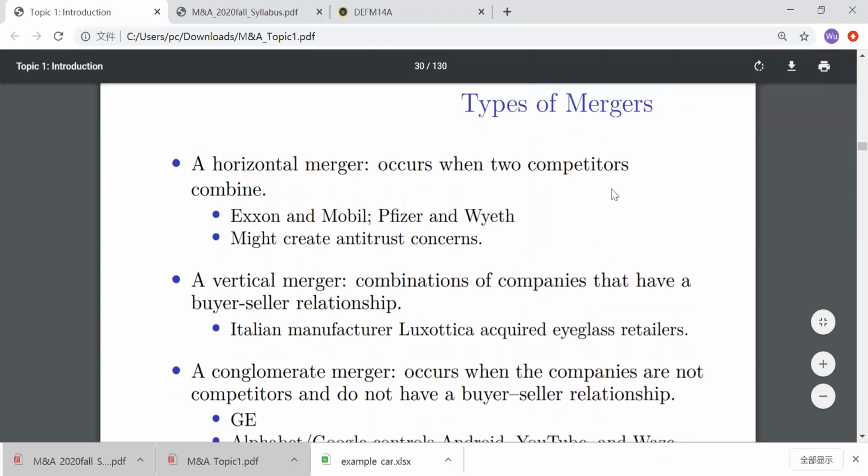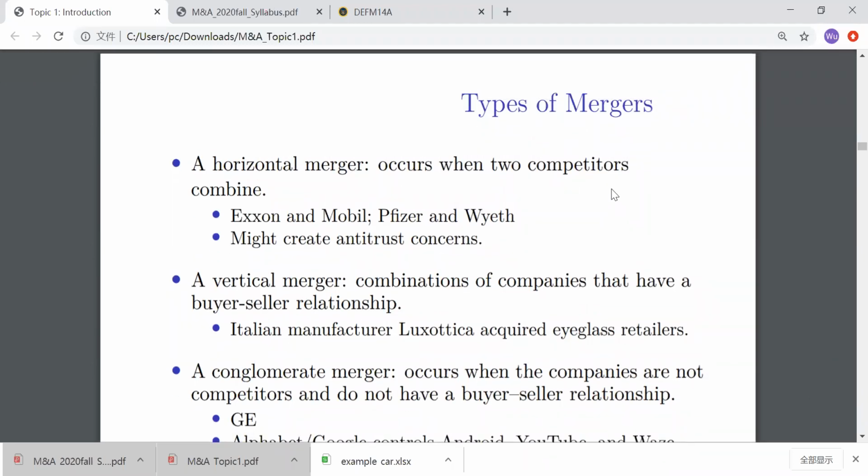Now we're going to talk about different types of merger, right? Basically we have three types of merger. One is called horizontal merger. A horizontal merger occurs when two competitors combine. For example, the Exxon and Mobil merger acquisition that happened in the 80s. That's two oil companies, so they're competitors.